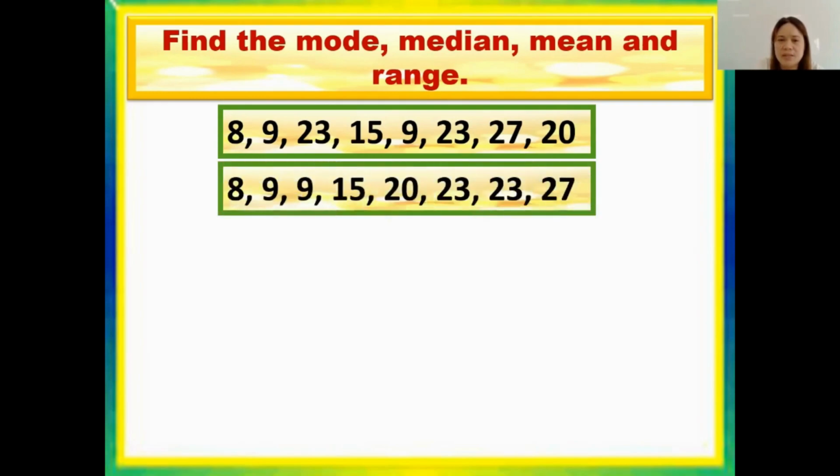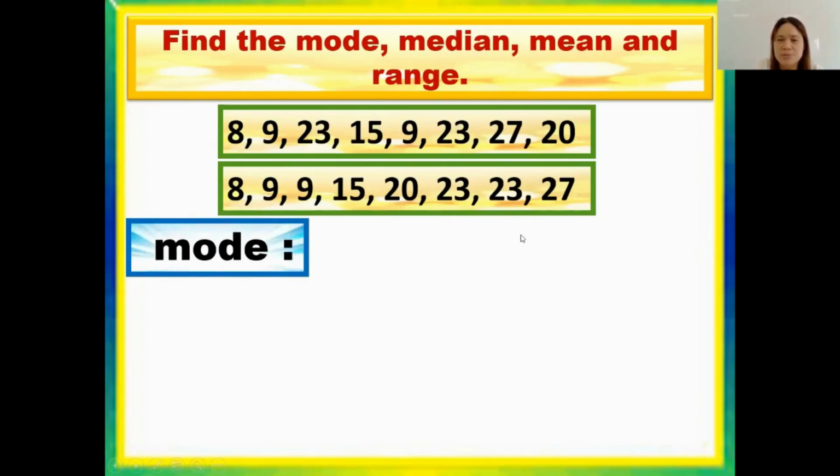So we can have 8. There are 2 9s here, 9, 9. Then after 9, we have 15 here. Then we have 20. There are 2 23s, and there's 27 as the highest. So after arranging, let's find the mode.